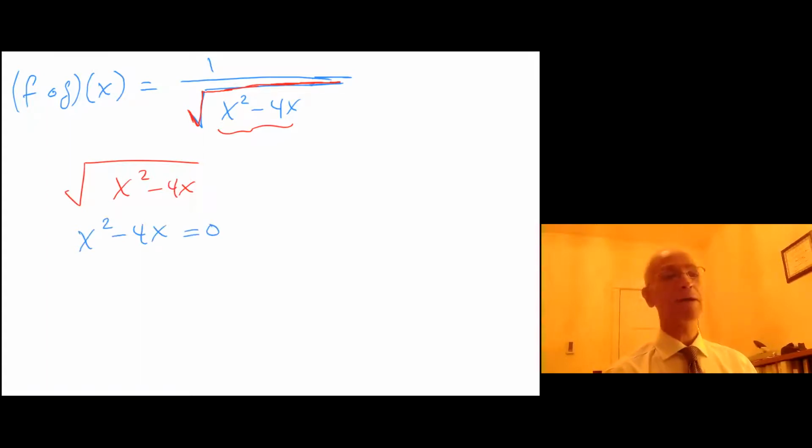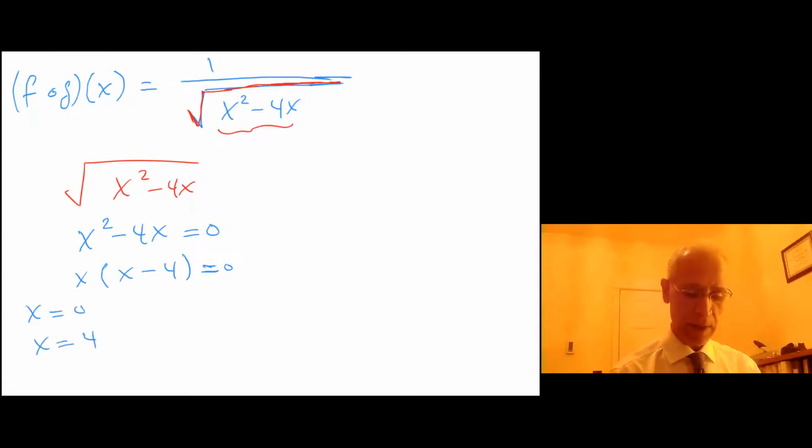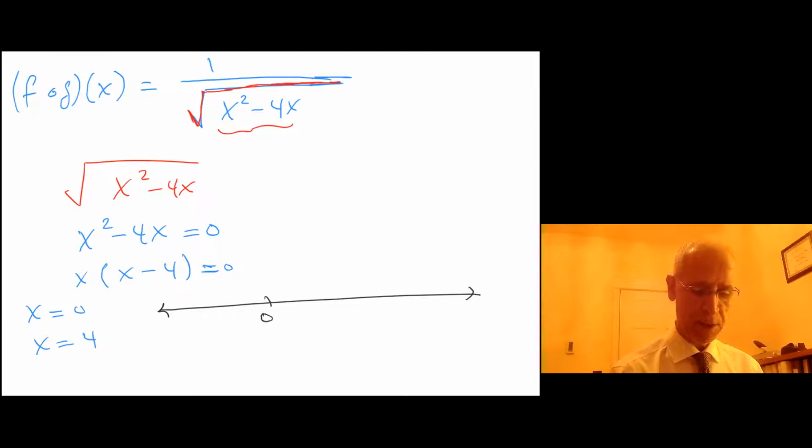If I set x squared minus 4x equals 0, I can go ahead and solve this, factor an x out. So I have x times x minus 4 equals 0. Using the zero product property, I have x equals 0 and x equals positive 4. So those two are my critical numbers. Here's a number line. So if 0 is here and 4 is here, I'm going to go ahead and test numbers.